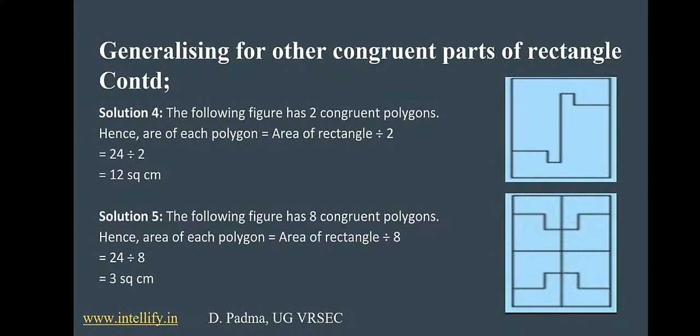And here in another figure, the following figure has 8 congruent polygons. As you observe here, you can see 8 congruent polygons. So the area of each polygon equals area of rectangle by 8. So it is 24 by 8, which equals 3 square centimeters.